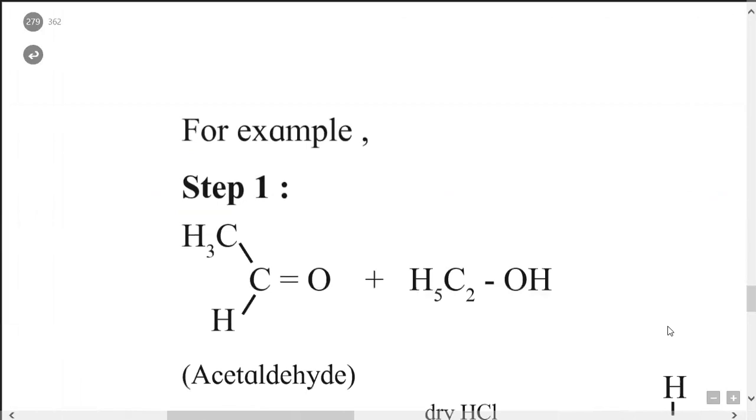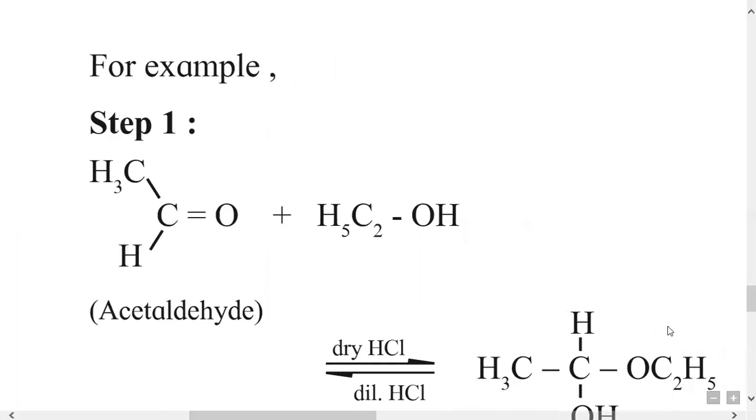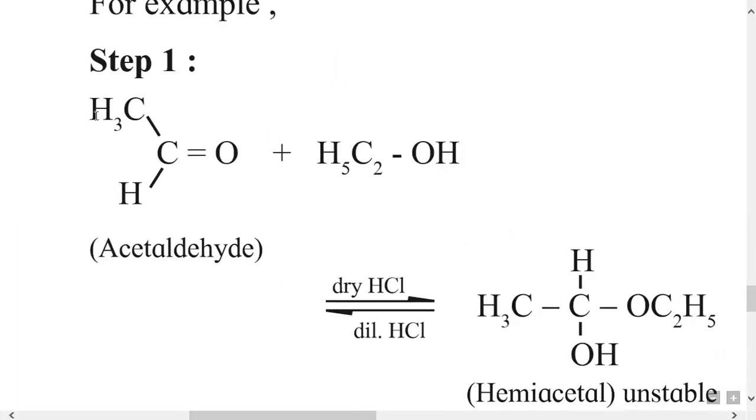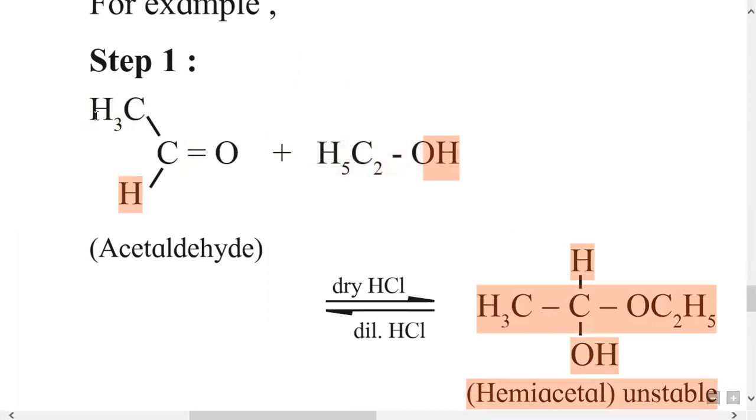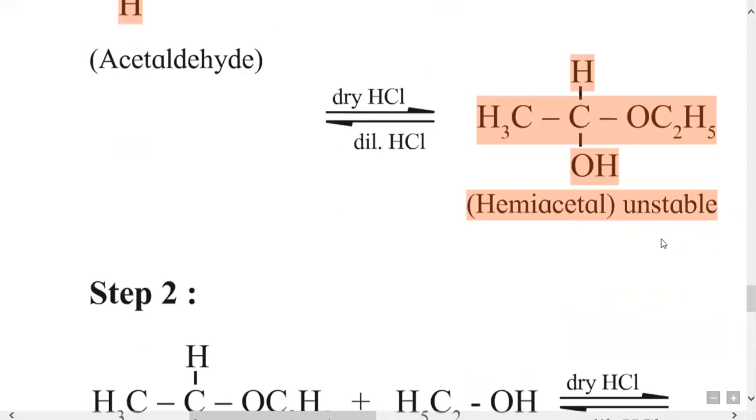Here we studied the general equation. Now the particular example is acetaldehyde. It reacts with C2H5OH, that is ethanol, in the presence of dry HCl. Then we get a hemiacetal, obtained by addition of one molecule of alcohol to the aldehyde. So CH3CH, this O becomes OH, and the OH group from the alcohol and O get bonded with C2H5, that is an alkyl group, and the product obtained is a hemiacetal.